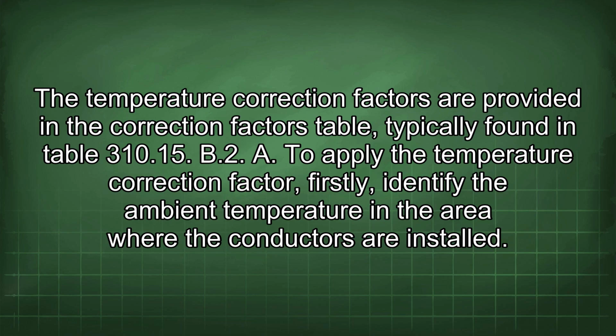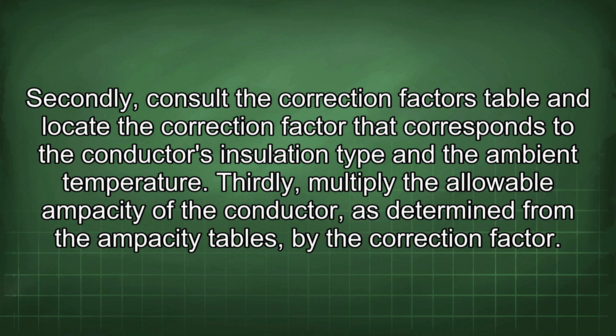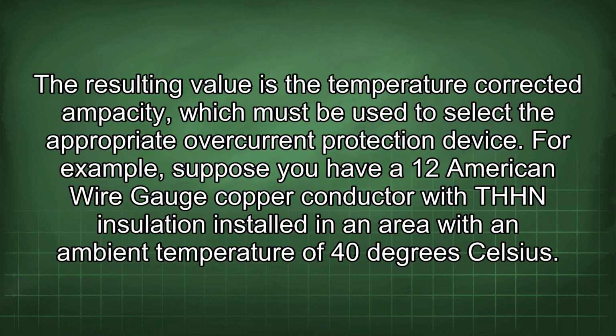To apply the temperature correction factor, firstly, identify the ambient temperature in the area where the conductors are installed. Secondly, consult the correction factors table and locate the correction factor that corresponds to the conductor's insulation type and the ambient temperature. Thirdly, multiply the allowable ampacity of the conductor, as determined from the ampacity tables, by the correction factor. The resulting value is the temperature-corrected ampacity, which must be used to select the appropriate overcurrent protection device.